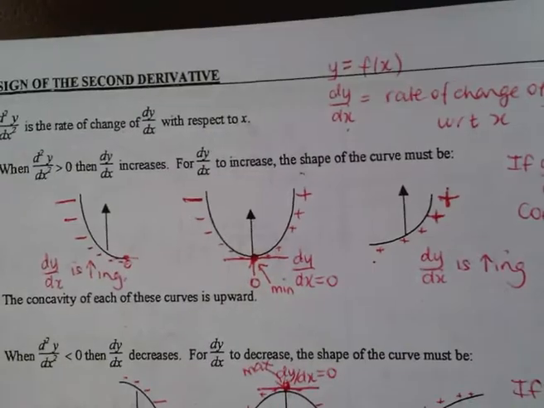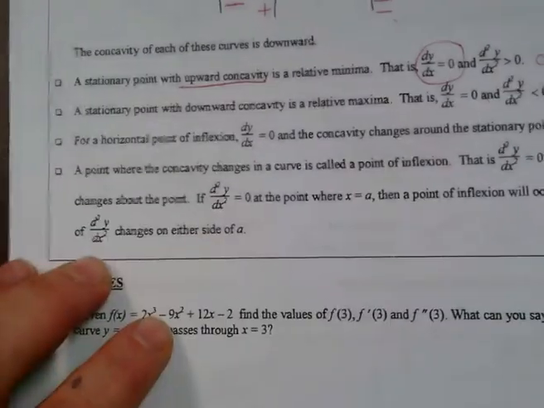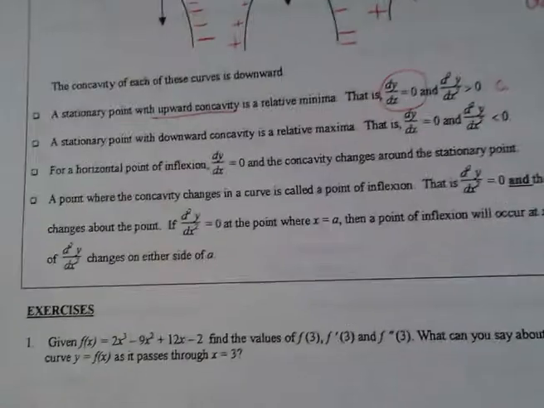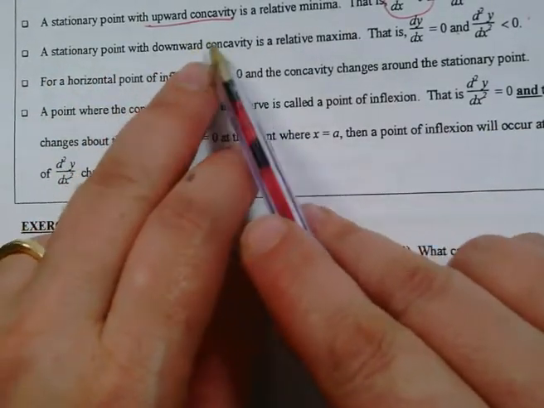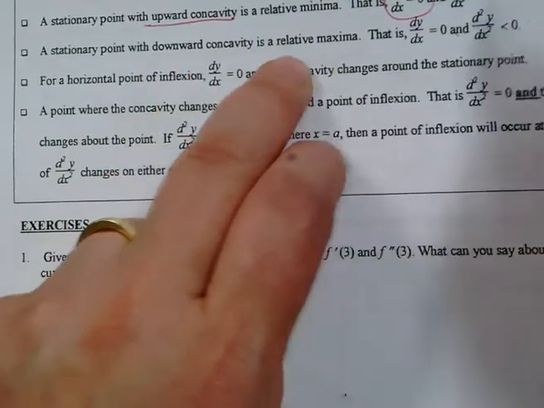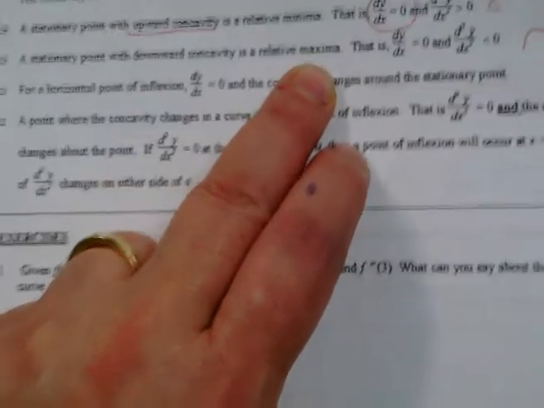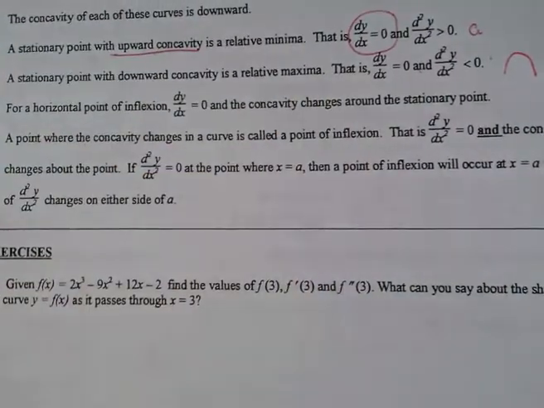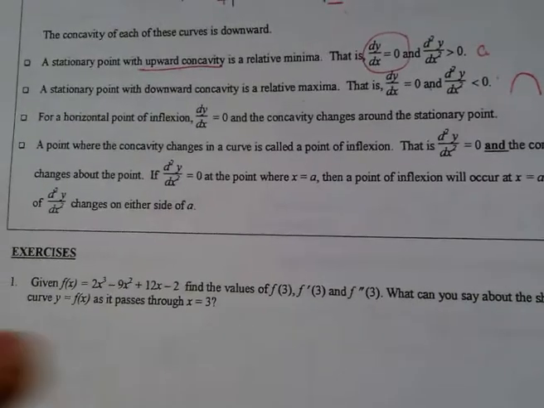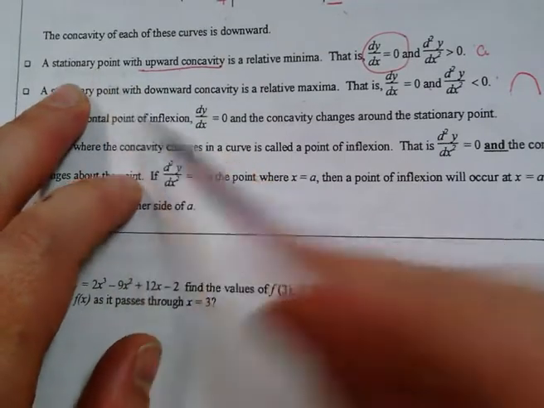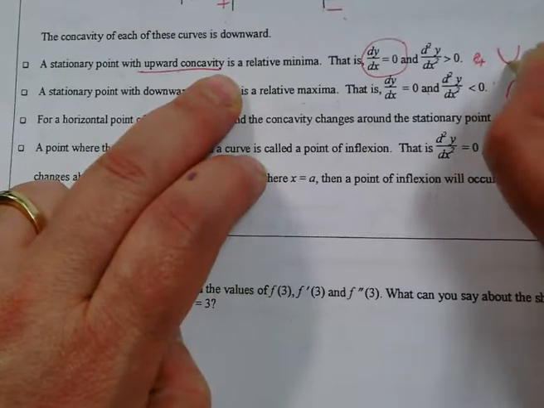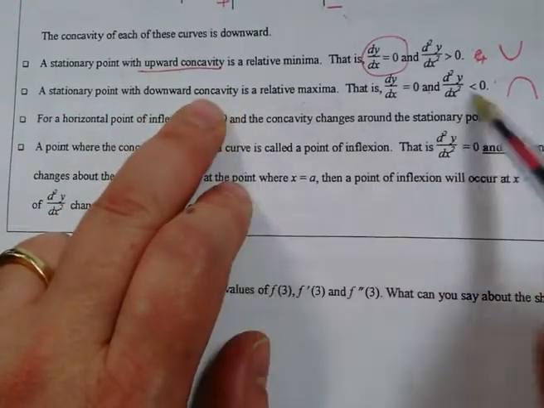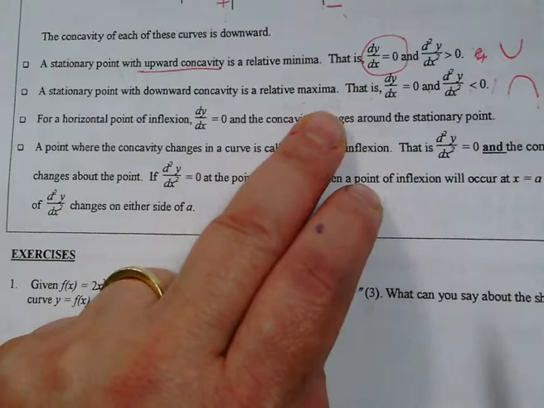Just continuing from this sheet. Okay, from yesterday's, we were up to here. Now we've just gone through all of this just now on the other worksheet. A stationary point with downward, that's concave down, is a maximum. That's what we were just doing. So, just to say, a stationary point that is concave up will be a minimum. A stationary point that's concave down will be a maximum.